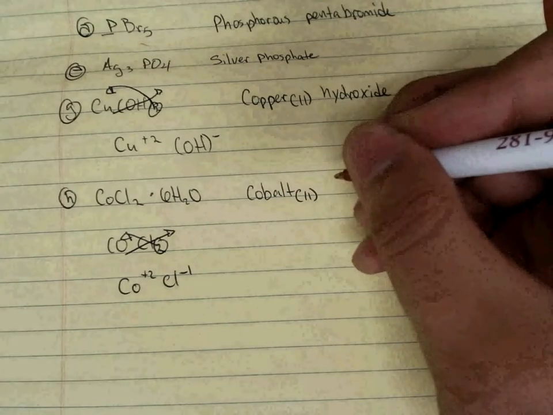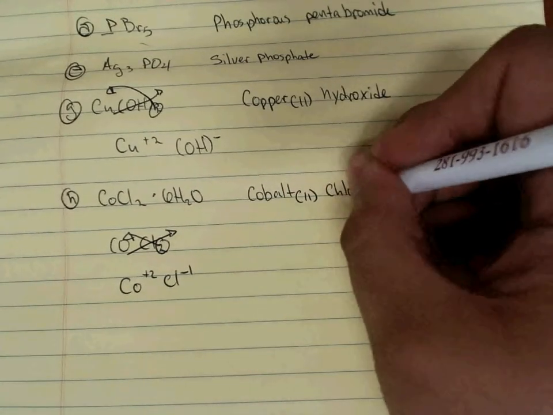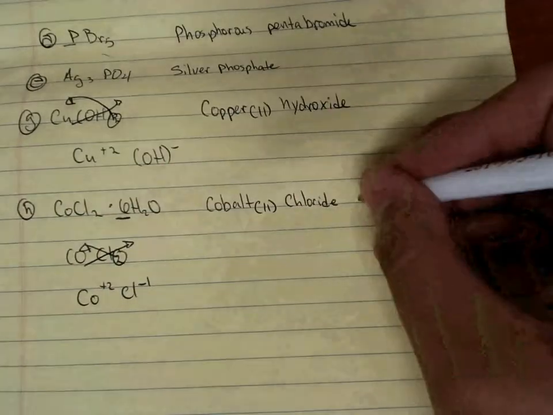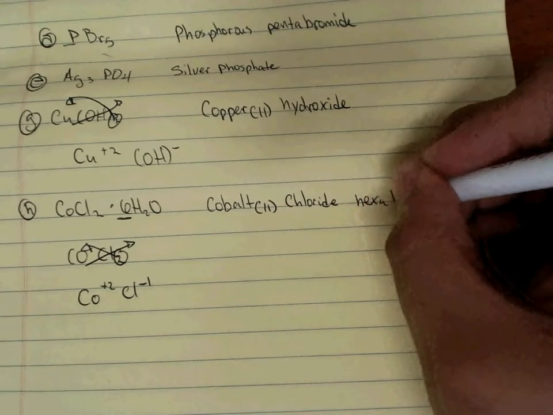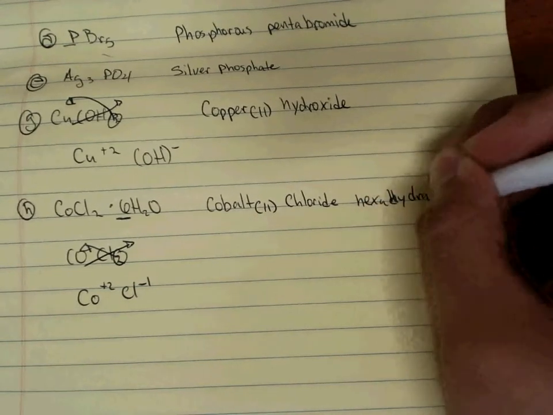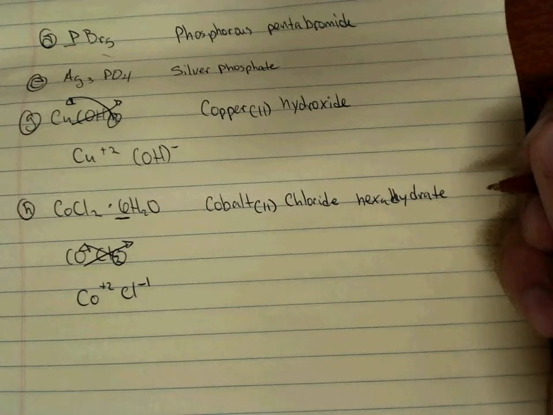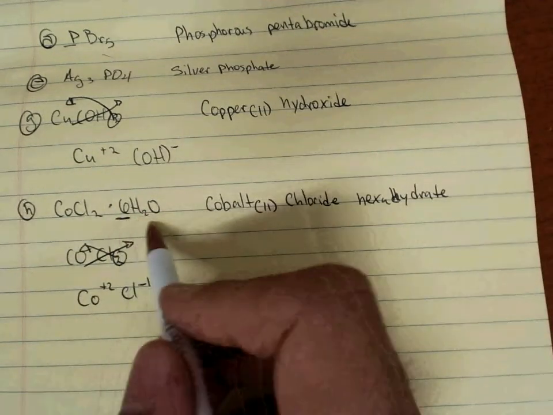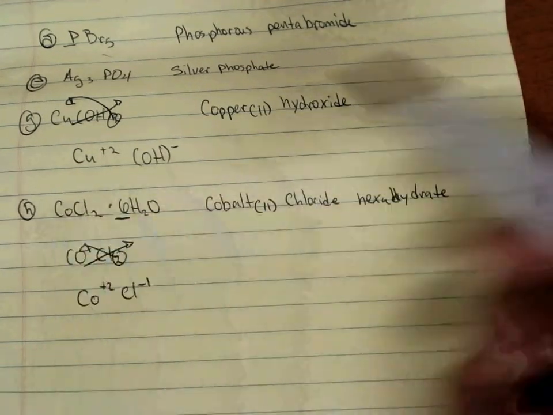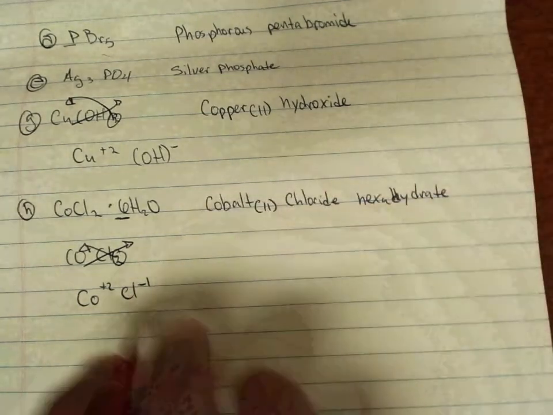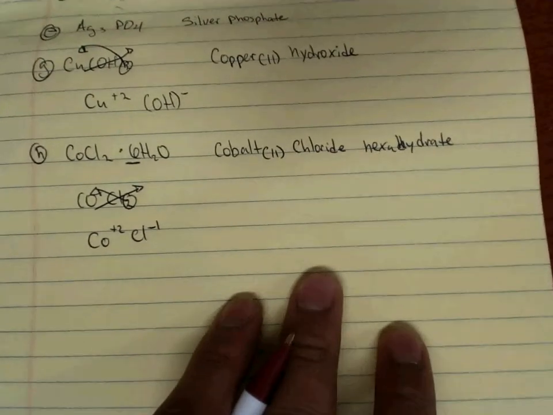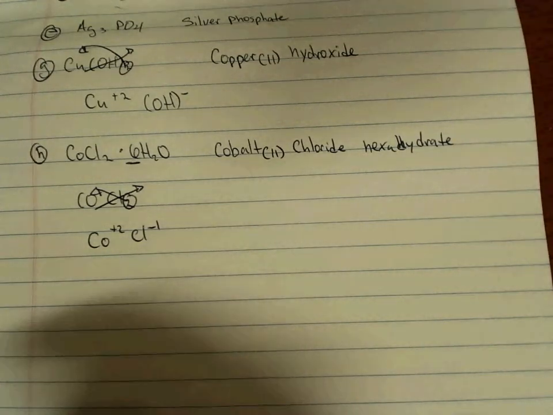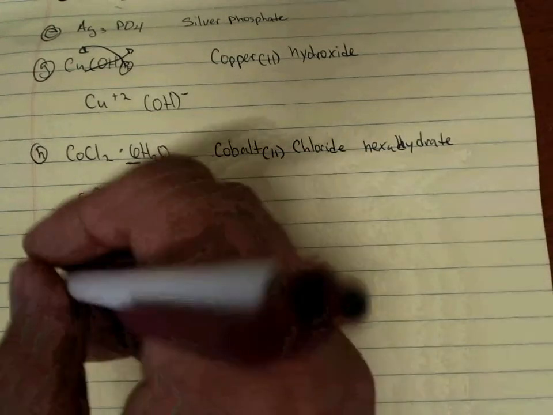So I should have cobalt, Roman numeral 2, chloride, and I have 6 water, so it should be hexahydrate. So I have cobalt 2 chloride hexahydrate. There are 6 water molecules for every one cobalt 2 chloride molecule. And we saw the demonstration in class where I evaporated the water in the Epsom salt, which is heptahydrate.